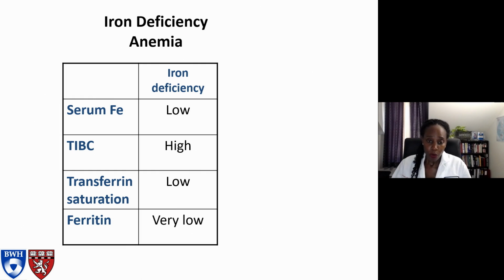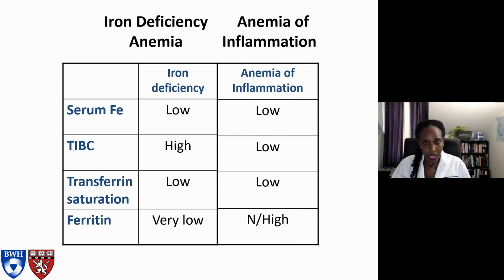Now, back to the lab or in the clinic, the indices that we use to make a diagnosis of iron deficiency are serum iron, TIBC, the transferrin saturation, which is calculated from the two above, and the ferritin. In iron deficiency, serum iron is low, TIBC high, and the ferritin is very low. In anemia of inflammation, the serum iron is also low, but the TIBC is low and the ferritin is either normal or high. So basically, when we're trying to differentiate one from the other, we're looking at the TIBC and the ferritin in a particular case.